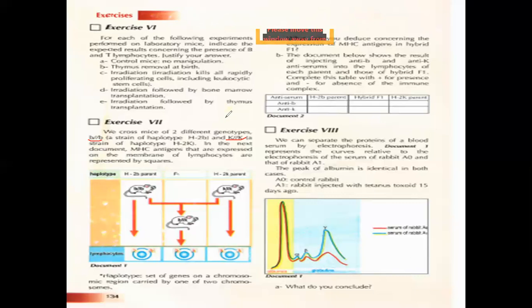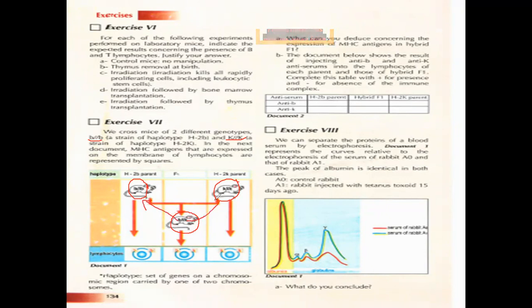In the next document, MHC antigens that are expressed on the membrane of lymphocytes are represented by squares. So here I have BB, here I have KK. So here I have a representation of B and K. Here is a note telling you the haplotype is the set of genes on a chromosomic region carried by one of two chromosomes, like the genotype from a haploid cell. So here they show both of them, one from the maternal and one from the paternal origin.